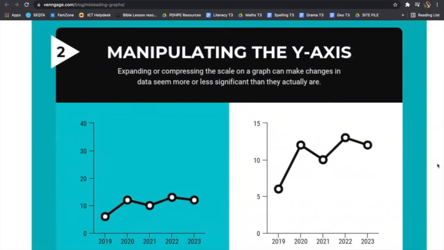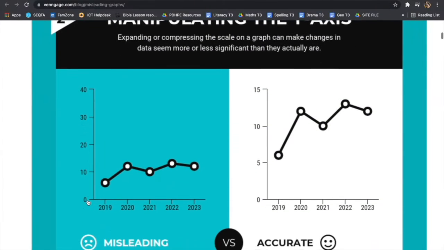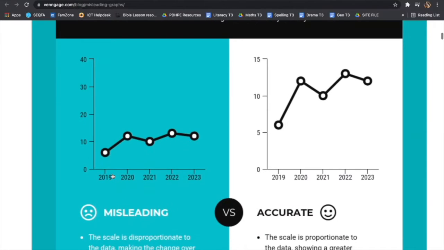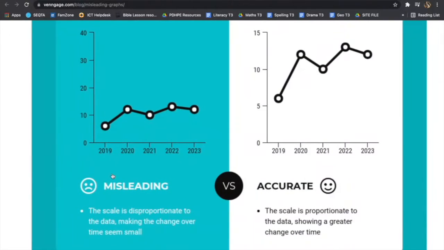Number 2, manipulating the y-axis. Now, the y-axis is another name for the vertical axis. So, depending on how much of your axes you include, it can actually change the accuracy of your graph. Let's have a look at the misleading graph versus the accurate. This scale, or the y-axis, goes from 0 to 40. Now, have a look at the data that we have here. Do we need our scale to actually go to 40? No, we probably only need it to go to around 15. That's as high as our data goes. So that's why this accurate graph has gone to 15 in its scale.